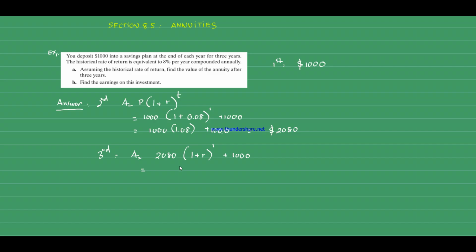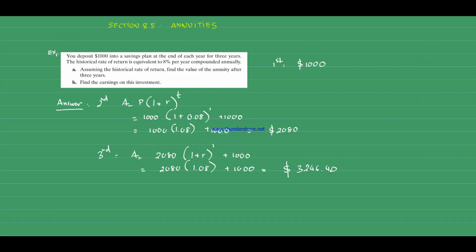Okay, you see that it looks like the retirement plan, right? They're also going to give you 1.08 plus $1,000. It gives you 2080 times 1.08, plus 1,000, which gives you $3,246.40. So after 3 years, that's what you have.